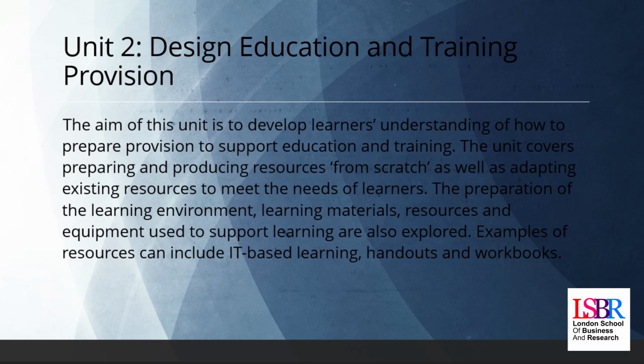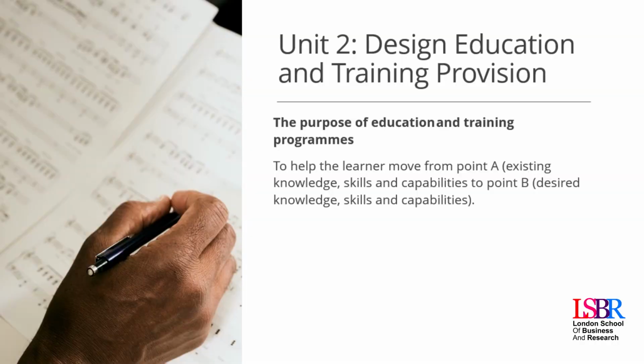Of course, we're going to start with the purpose of education and training programs, which is always to move the learner from point A, which means where they currently are in terms of their knowledge, skills, and capabilities, to point B, which is where they want to be. That is where their desired knowledge, skills, and capabilities are. So this is something for you to remember when it comes to the primary purpose of education and training. This is to move the learners from point A, where they currently are in terms of their knowledge, to where they want to be, their desired destination, which is point B.